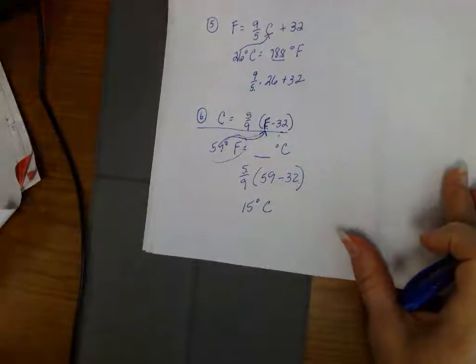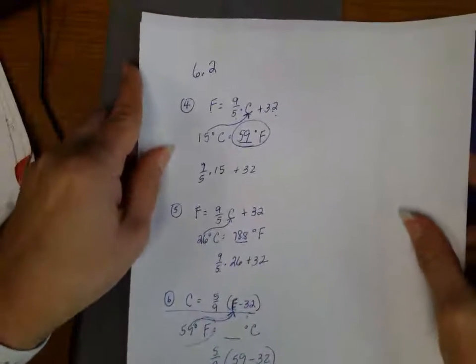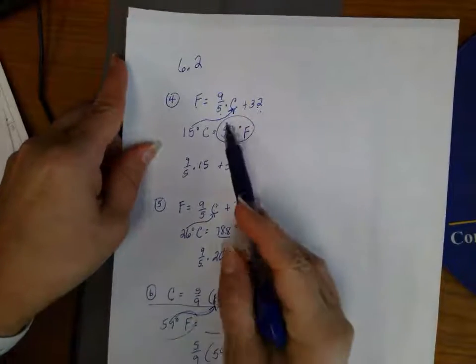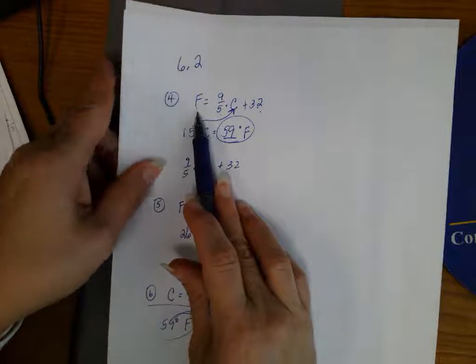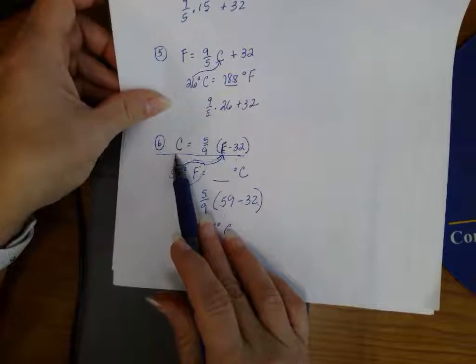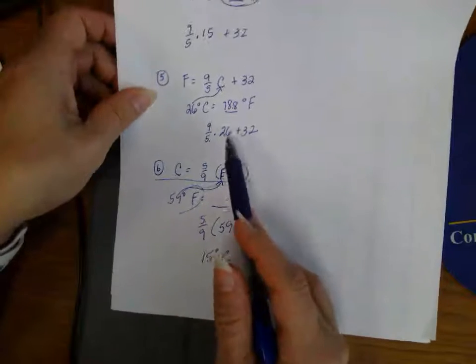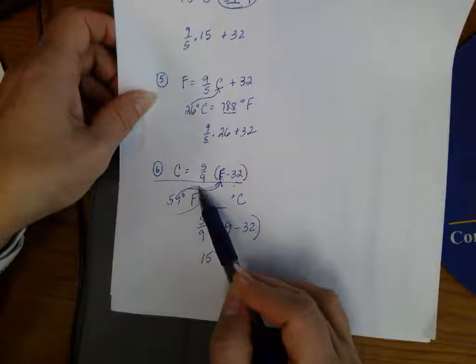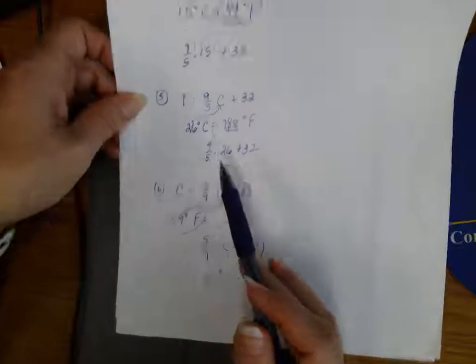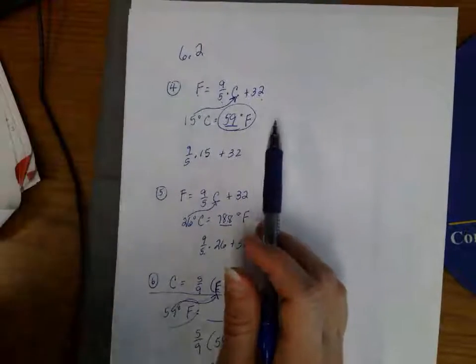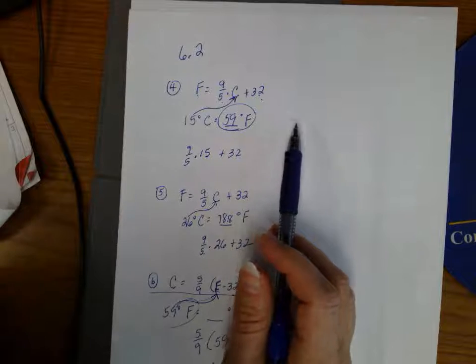Okay, number 4, 5, and 6, we move to the Fahrenheit formula. You'll notice on number 4 and number 5, they give us the Fahrenheit equation, and then on number 6, they give us the Celsius equation. I want you to notice, though, they're actually the same formulas. They've just been rearranged in terms of C or F, but they're equivalent formulas. So we can use them to go back and forth between Celsius and Fahrenheit.